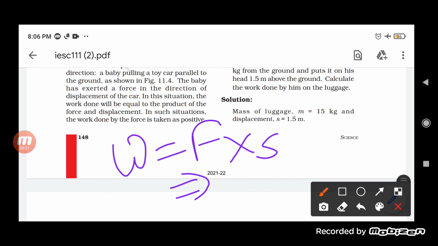In terms of that, we can also say W is represented by weight. We have seen in the gravitation chapter, force is equal to what? That is weight. We can represent the weight as mg, and the distance traveled is represented by the height. So W is also equal to mgh.